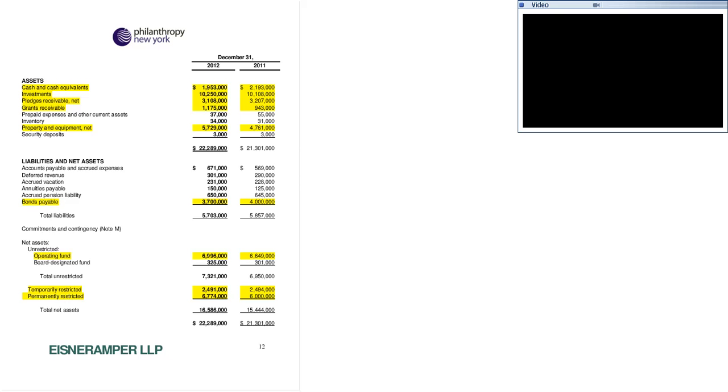You see the place where we wrote commitments and contingencies, note M. This is very important, and again, this is going to vary firm to firm. Our firm feels like this is important enough that we want to stick it on the balance sheet. We're letting you know that this organization has commitments outstanding that are not necessarily booked as liabilities, but we think that you should be aware of them.